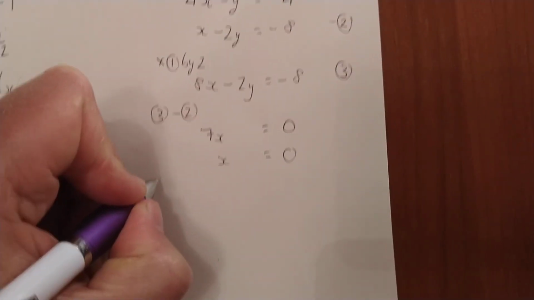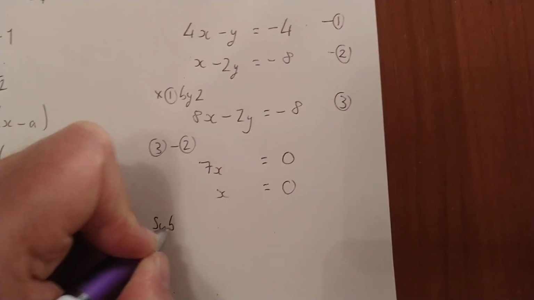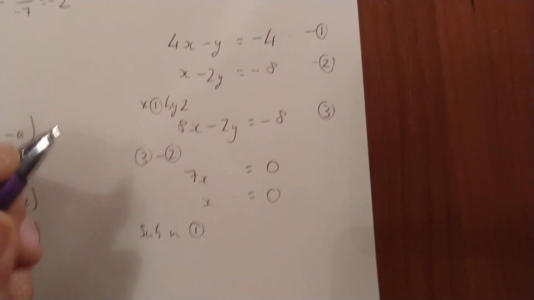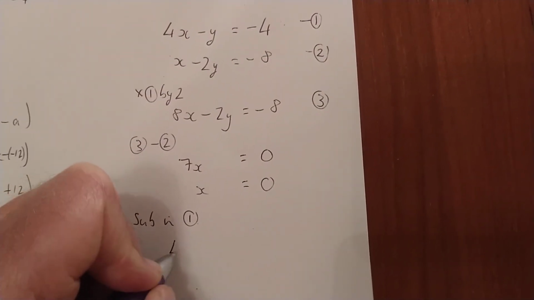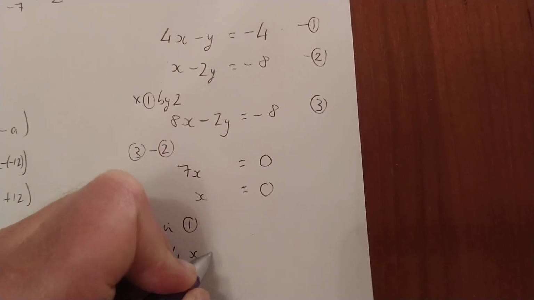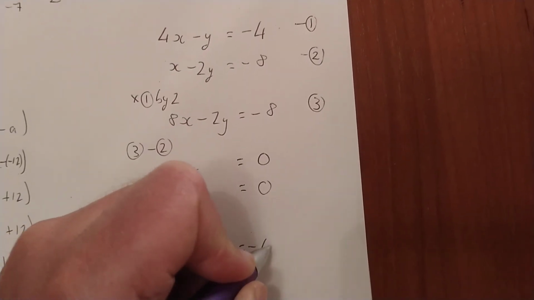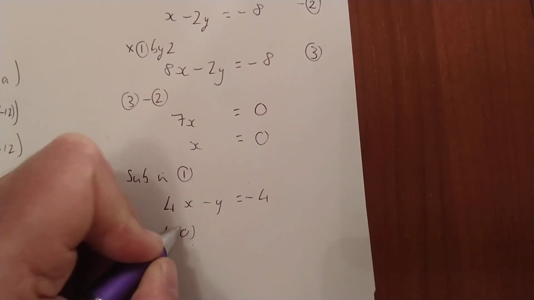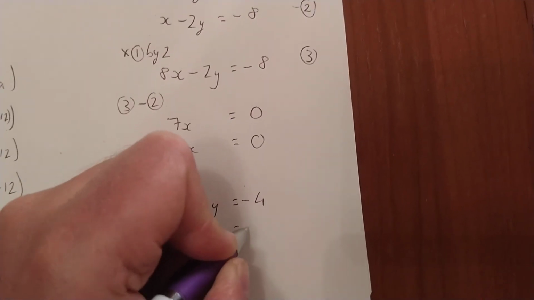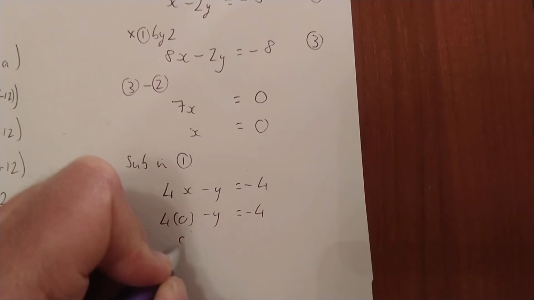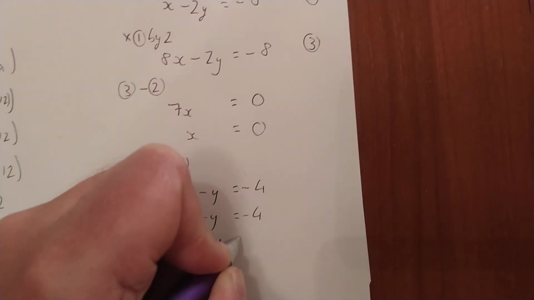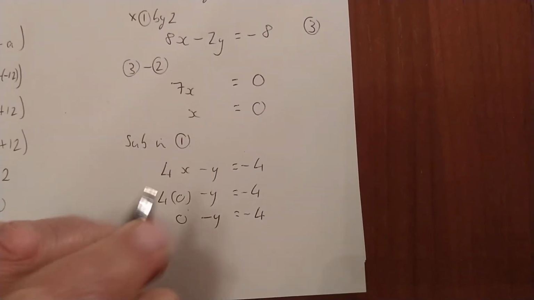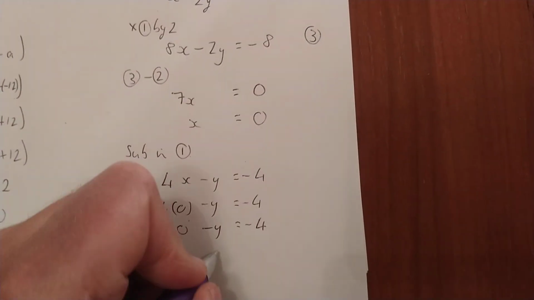So I'm going to substitute into equation 1. So 4x minus y equals negative 4. 4 zeros minus y is negative 4. 0 minus y is minus 4, not negative 4. 0 disappears. Negative y is negative 4. Oh, y equals 4.